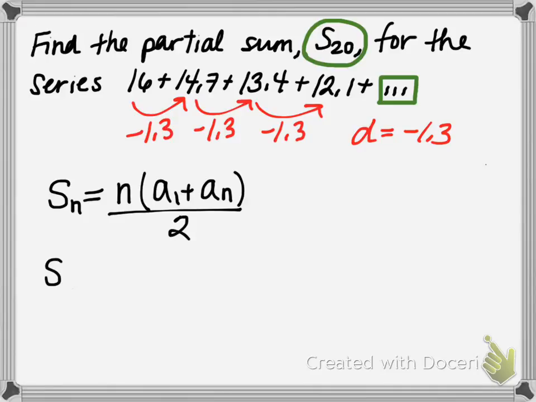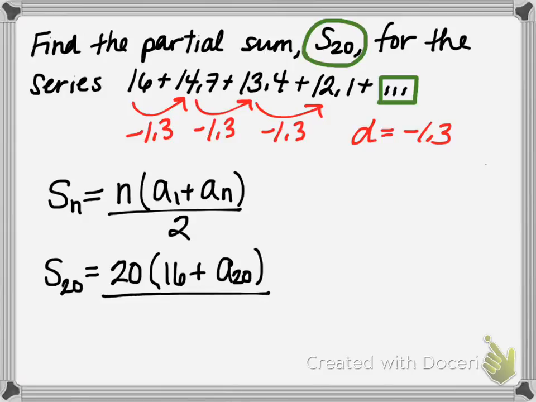In this case, if we're looking for S sub 20, then we'll be adding 20 terms, n equals 20, times the first term, which is 16, plus the 20th term. And we don't know the 20th term, so I'll just leave that right now as a sub 20, all divided by 2. So we can't go any further with this computation because we don't know a sub 20. We do not know what the 20th term is of this series.